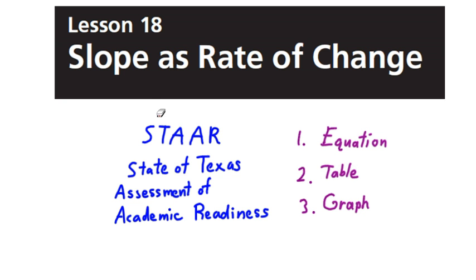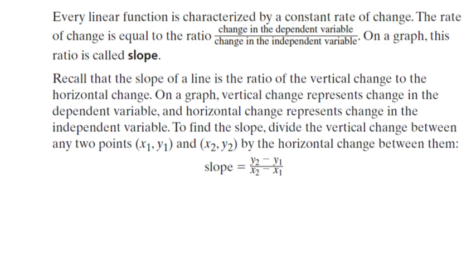This is the STAAR, State of Texas Assessment of Academic Readiness, Lesson 18, Slope as Rate of Change. We're going to examine in this lesson slope as rate of change using three types of methods: from equations, from tables, and graphs. And then at the end we're going to have 5 problems that you can check for your understanding.